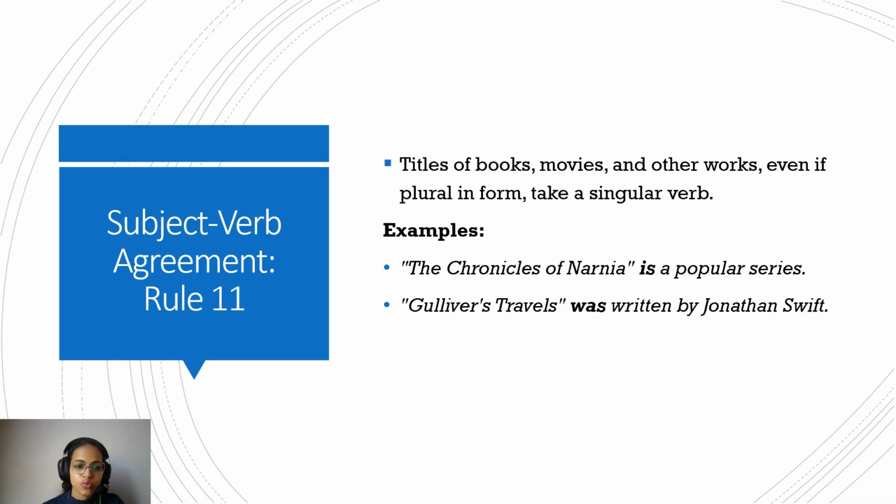Now, the last rule, or I hope this is the last one. No, this is not the last one. Sorry. For titles of books, movies, and other works, even if they appear plural in form, they take a singular verb. Simple. The Chronicles of Narnia is a popular series. If it were not the title, Chronicles is plural and we would need to use a plural verb, but since it's the title of a book, it will always be followed by a singular verb. Similarly, Gulliver's Travels was written by Jonathan Swift. So titles of books, movies, and other works, even if they are plural in form, will always take a singular verb. Simple enough.